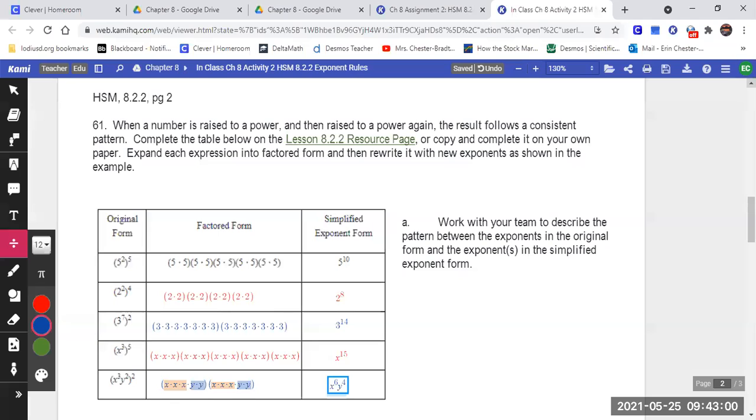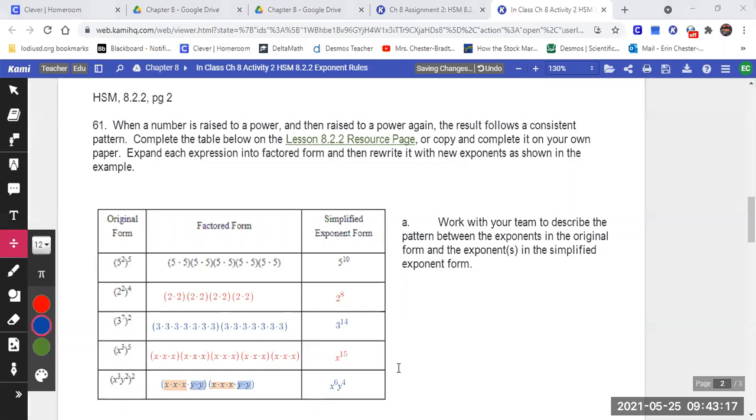Now we have to talk out what we noticed happened. I should see your eyes, not your foreheads. Come on.